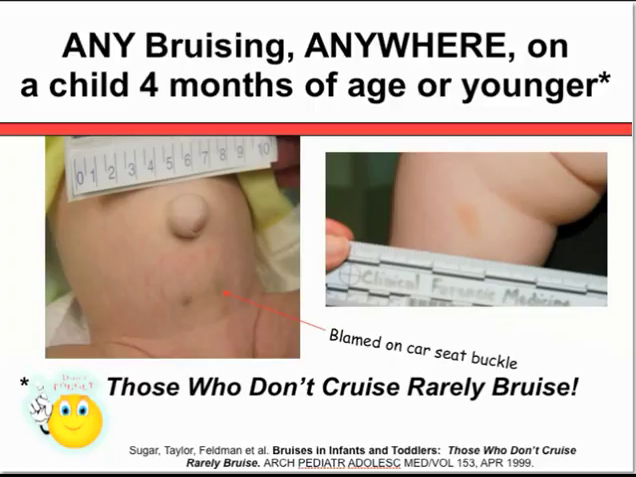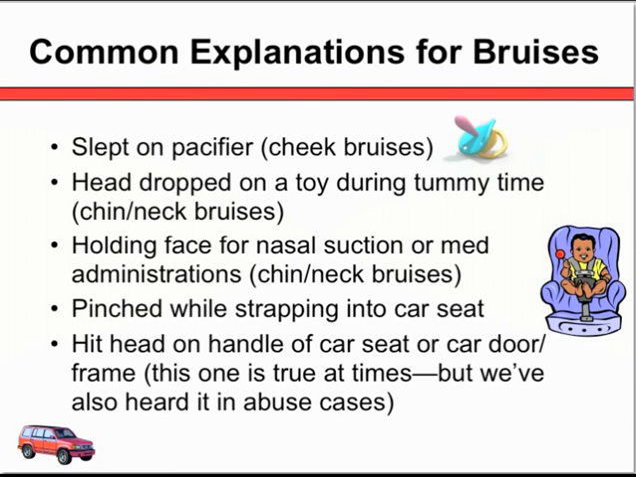We know that pulling up and cruising is a critical developmental milestone, and until children are doing that developmentally, they are not earning bruises. Some of the common explanations that we hear from caregivers for bruises that are identified in infants are that they slept on a pacifier or that their head dropped on a toy during tummy time. Sometimes the explanation is that the caregiver was holding the child's face in order to perform nasal suction or medication administrations. We sometimes hear that the child's skin was pinched while strapping them into a car seat, or that the child's head was hit on the handle of a car seat or a car door or door frame. Now, this last one is true at times. We all know that that happens, but we've also heard it in our abuse cases.